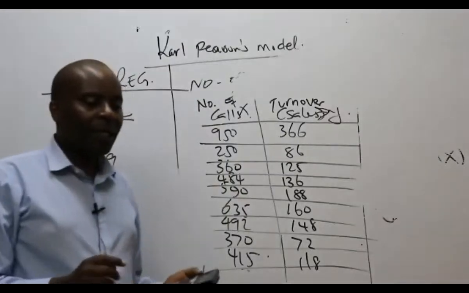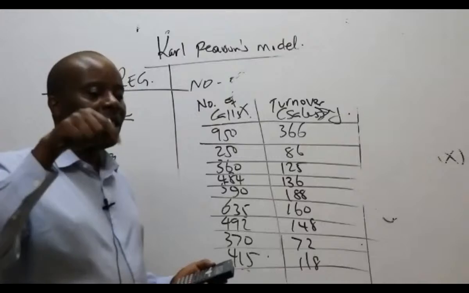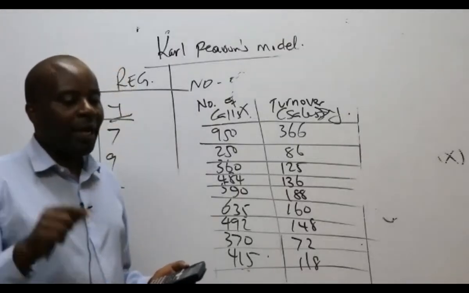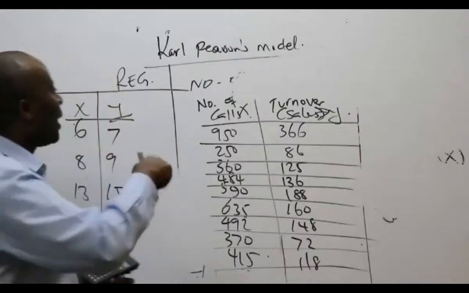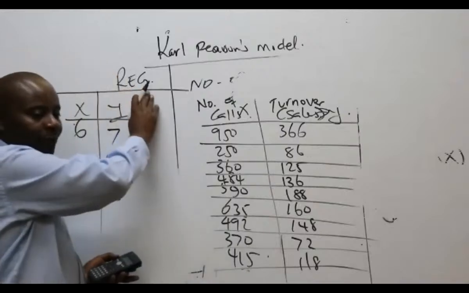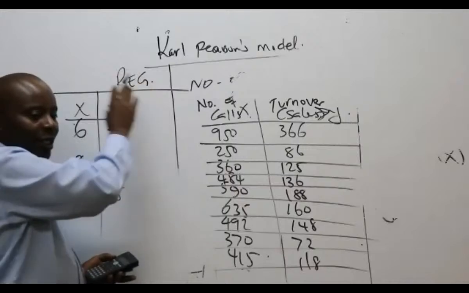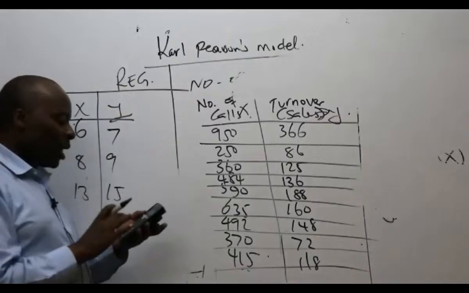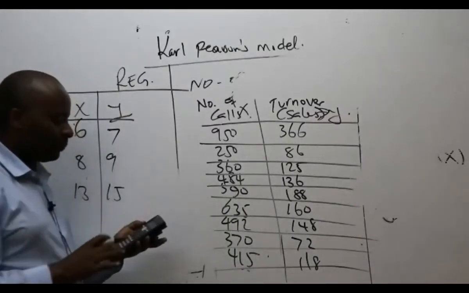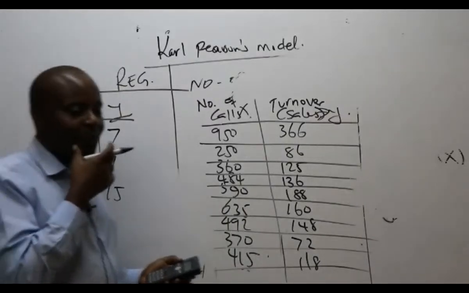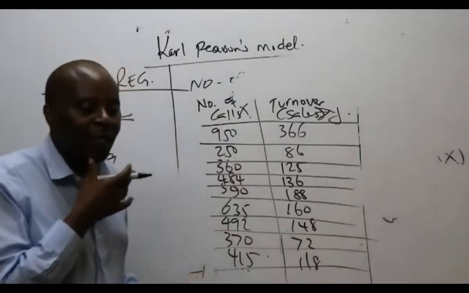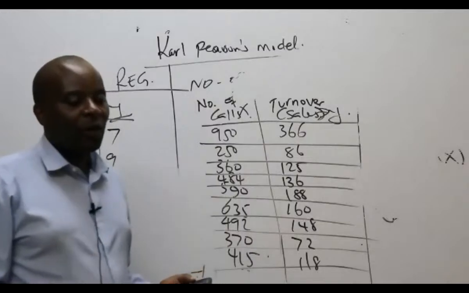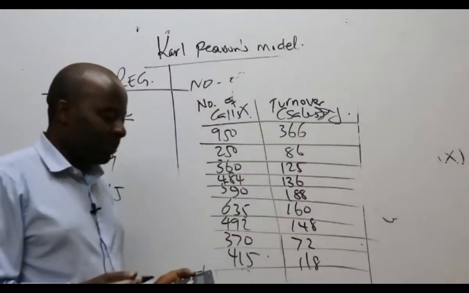Calculator yako, hiyo reg chini yake iko namba gani? Is it 2 or 3? Roba anasema 3. Collins anasema 3. John Kamau anasema 3. So 3. So you press 3. Ukipress 3 inakuuliza kitu gani kwa screen hapo? Inakuambia lugha gani?